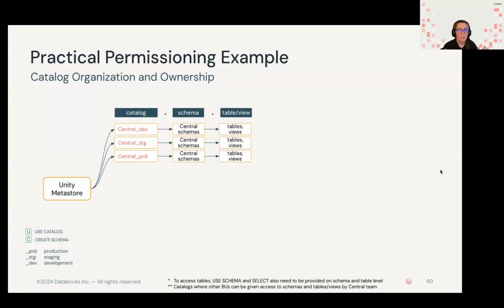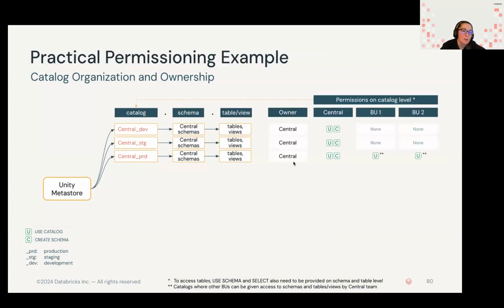So if we look at a practical permissioning example, what you might start out with in your Metastore is your central or enterprise IT team creating catalogs at the development lifecycle level. So maybe you'll have your central team creating dev, staging, and prod catalogs here. And so the owner of these catalogs might be that central team. And for the production catalog, they might grant usage access to downstream business units.